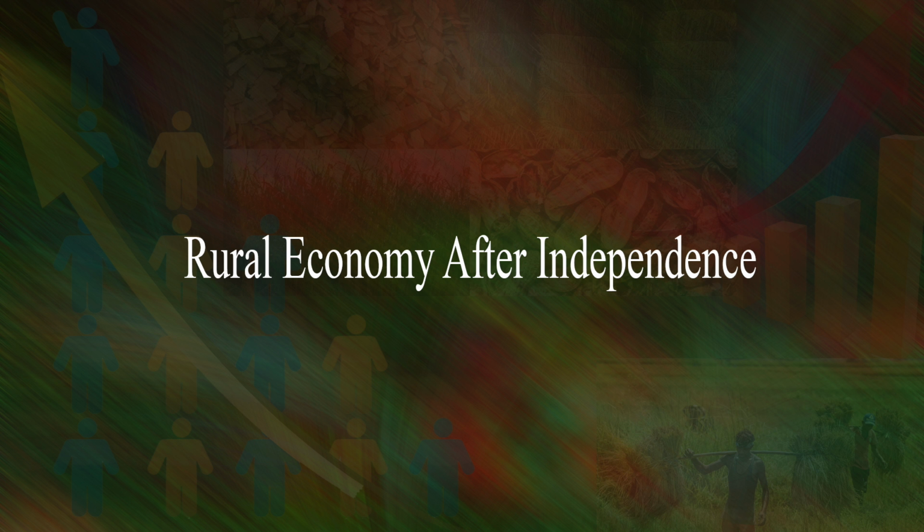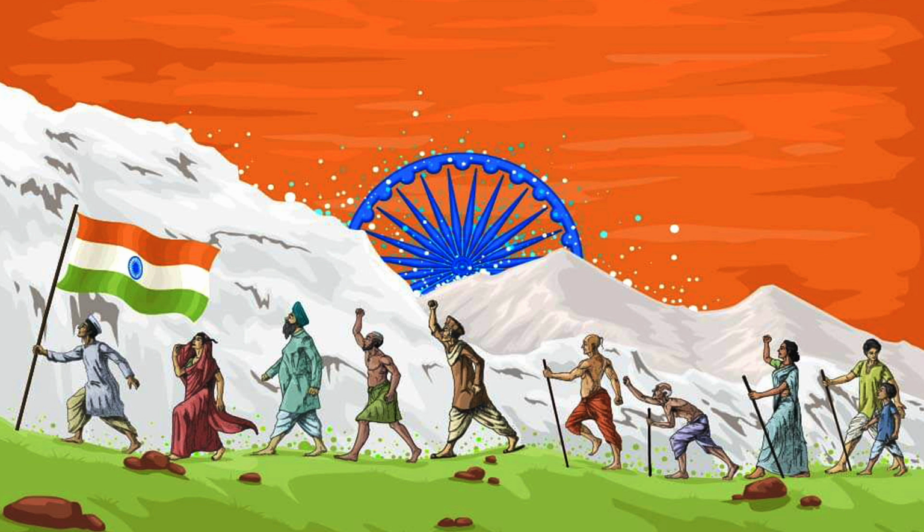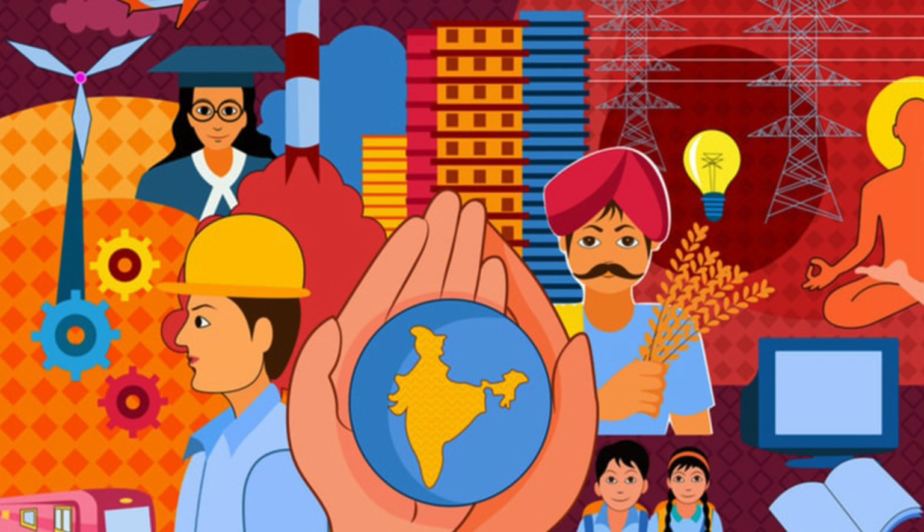Now, we will understand what was rural economy after independence. Since independence, a lot of changes have taken place in the rural economy scene, such as, first one, land reforms. After independence of India from the British rule, various land reform measures were introduced to change the agrarian structure for establishment of a prosperous and egalitarian society.